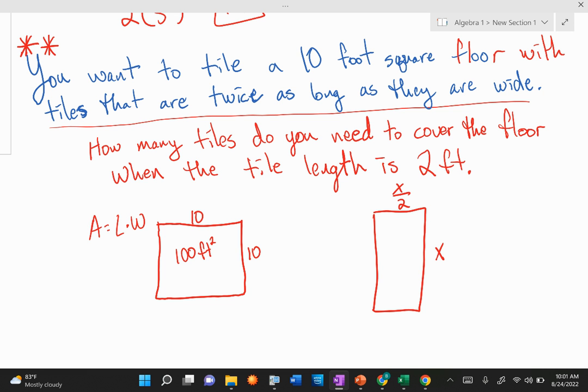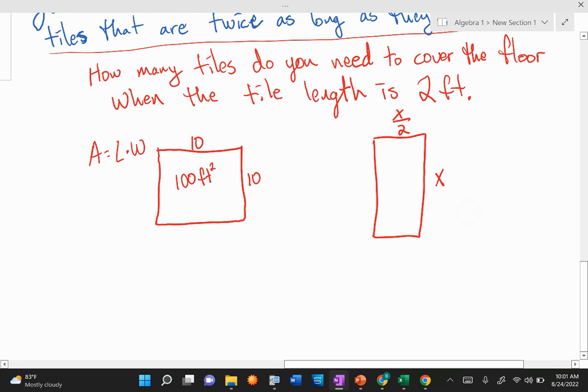When trying to figure out how many tiles it's going to take, we've got to combine these numbers together. Let me show you how that's going to look. The number we're looking for is the number of tiles. So n is what we're searching for. I just pulled that out of nowhere. The n is not relevant other than it is standing for a number. Okay, n is the number of tiles.